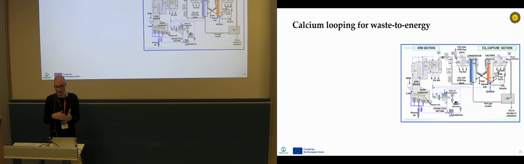Then this sorbent is regenerated in the calciner. This regeneration needs to happen at very high temperature, and therefore you have waste heat at a pretty high temperature. So what's typically done in calcium looping units is to add a small power production unit to make use of this high temperature heat and produce some extra revenues for the system.